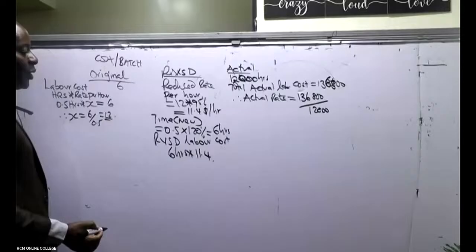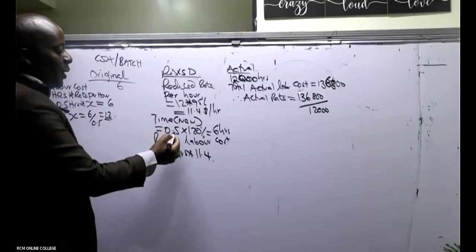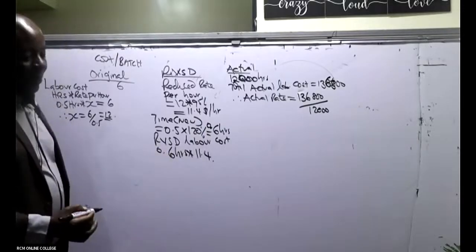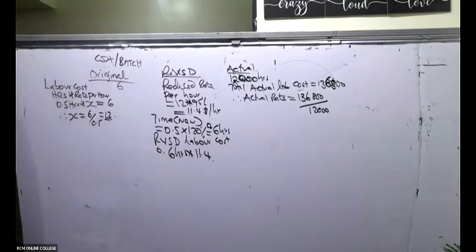Is it 6 hours or 0.6? It should be 0.6. Check. So it should be 0.6 times 11.4.